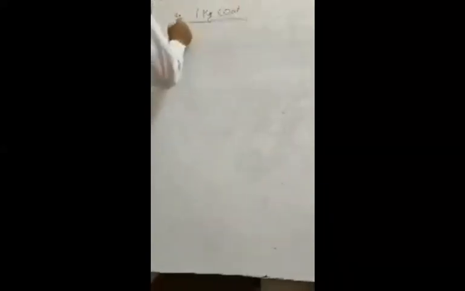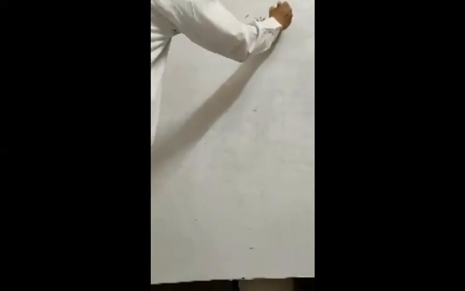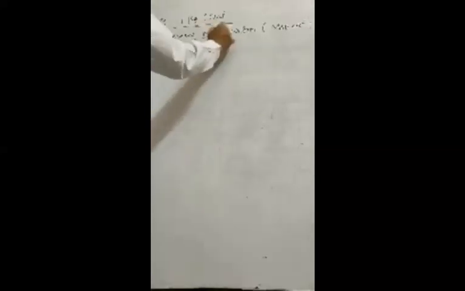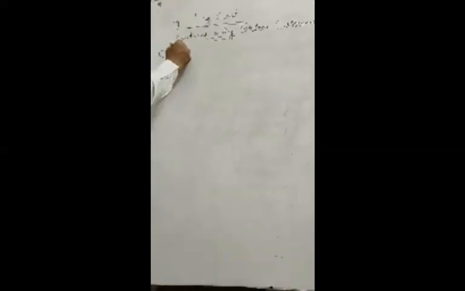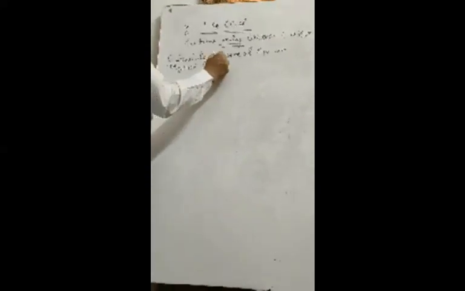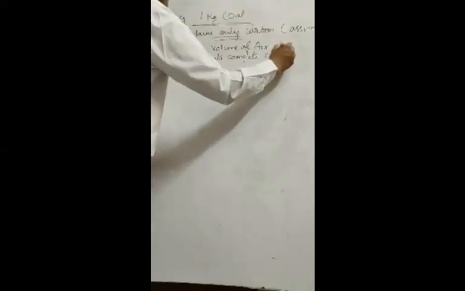Suppose you have 1 kg of coal which contains only carbon. We have assumed that there is 1 kg of coal and it contains only carbon. Calculate what volume of air is required for its complete combustion.